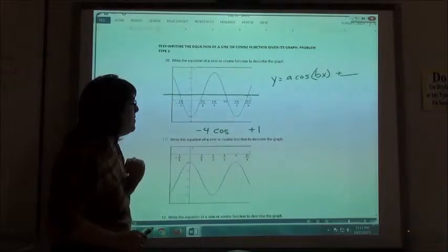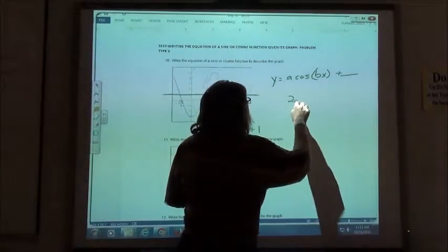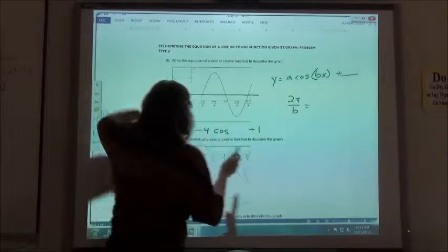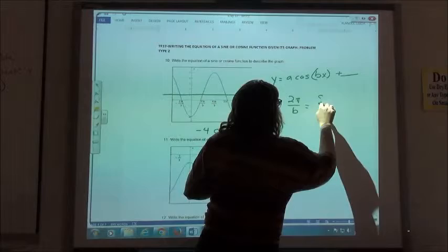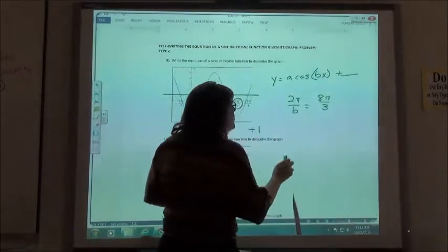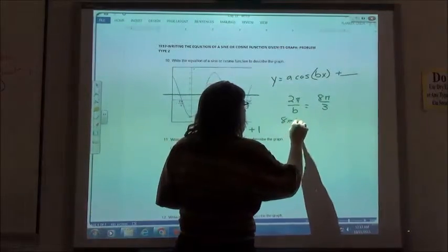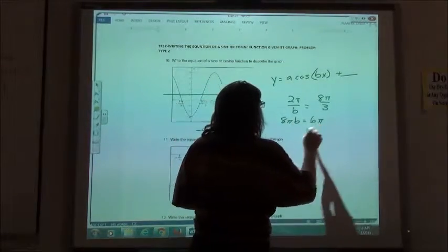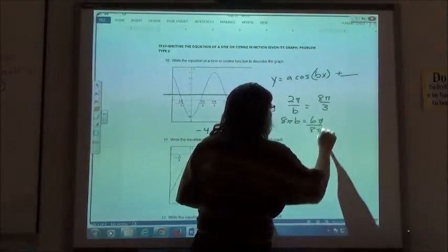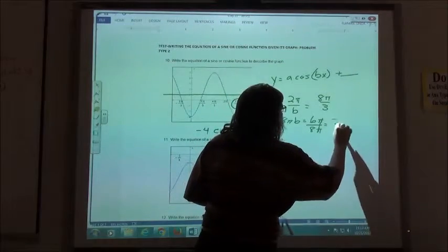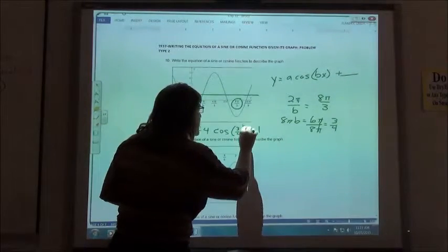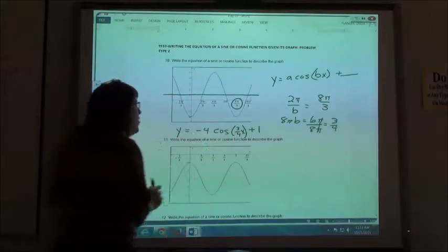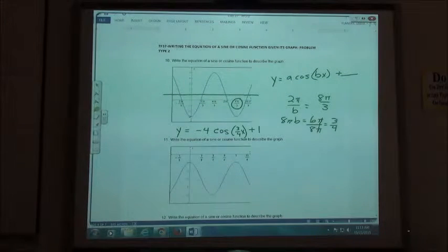I still need to find my b value. My period is 2 pi over b. One complete cycle is going to go from here to here, so my period is 8 pi over 3. And so if I solve that, I'm going to have 8 pi b equals 6 pi. Divide that by 8 pi, reduce it down. Dividing by 2, I would get 3/4 for my b value. So I'm going to have 3/4 x. And so y is going to equal negative 4 times the cosine of 3/4 x plus 1 because my graph shifted upward.